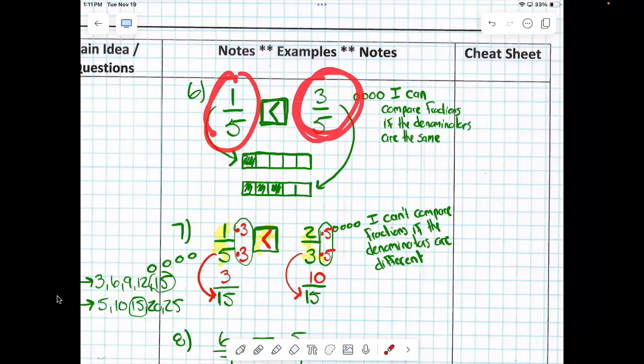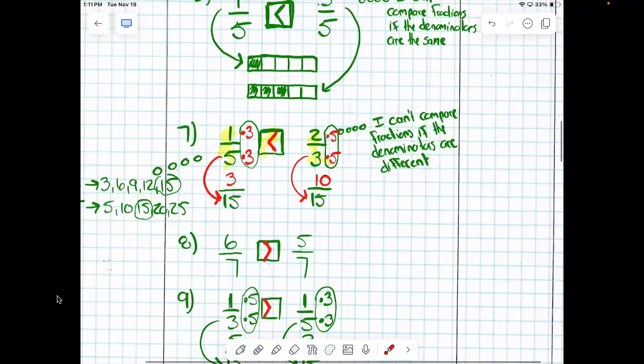See those two? Yes. Can I compare these two fractions? Yes. Why? Denominator. You're splitting them the same way. You're splitting 1/5 into 5 parts: 1, 2, 3, 4, 5. You're splitting 3/5 into 5 parts: 1, 2, 3, 4, 5. It's easy to see that 3/5 is bigger than 1/5, right?